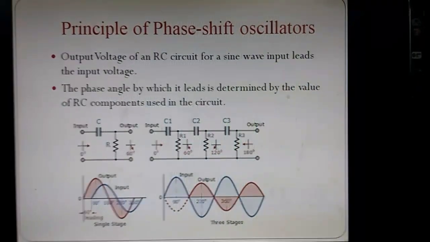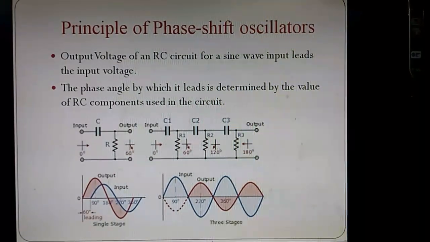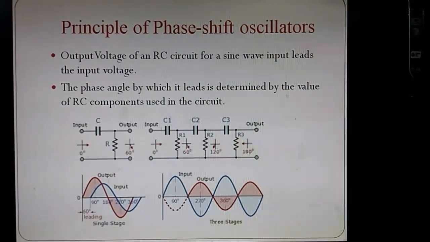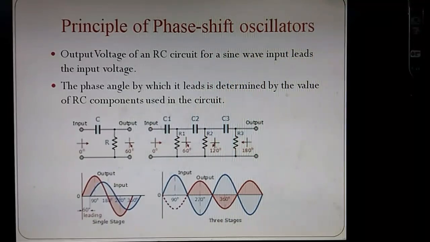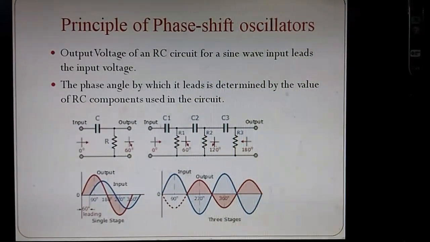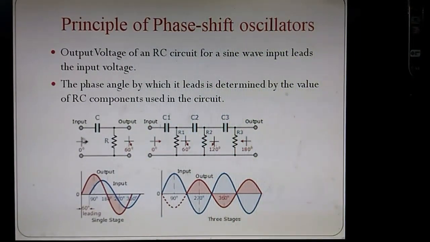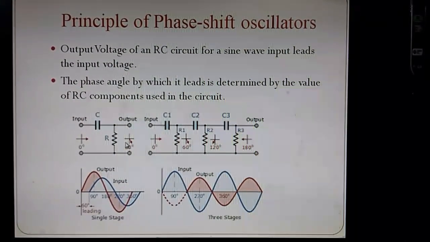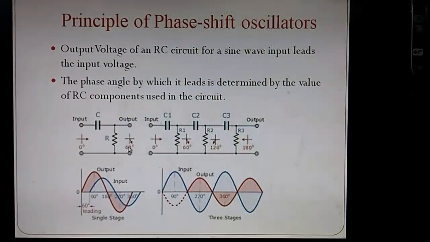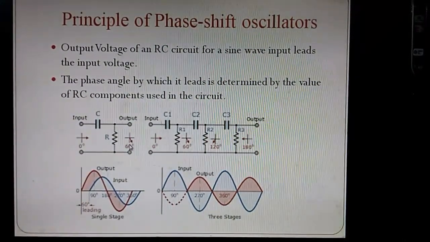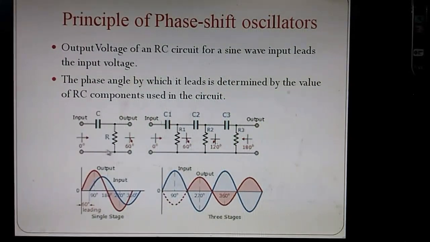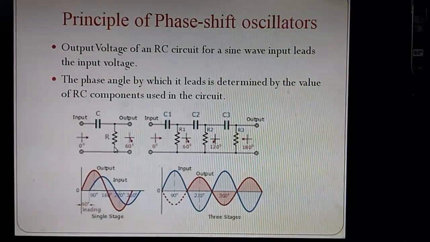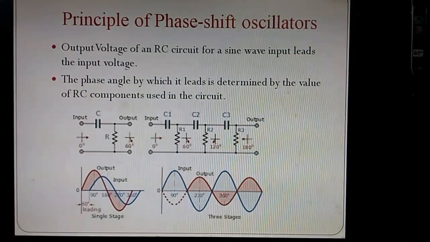So, the principle of the phase shift oscillator. For the RC phase shift oscillator, we take one circuit as shown in this slide. The capacitor and resistor are connected in this fashion. The input voltage is given here, the output voltage is taken here. If the input is sinusoidal, a 60 degree lagging voltage will come here. One stage of this C and R circuit will give the 60 degree lag.